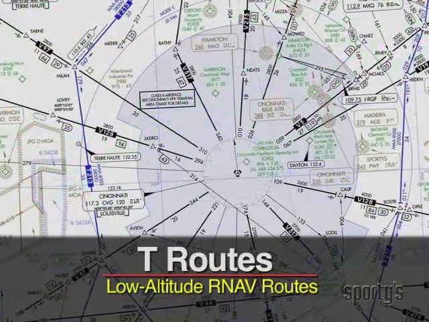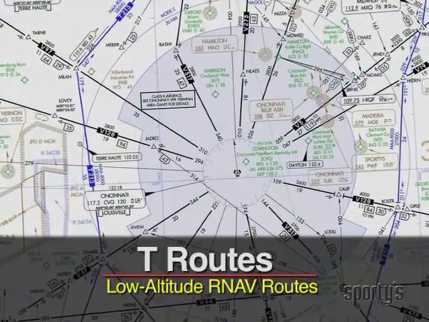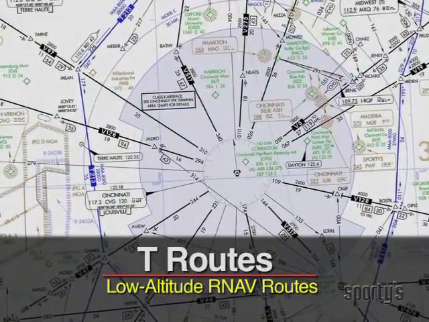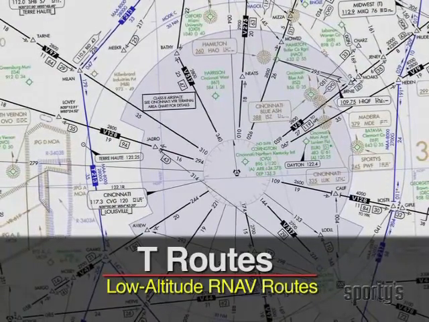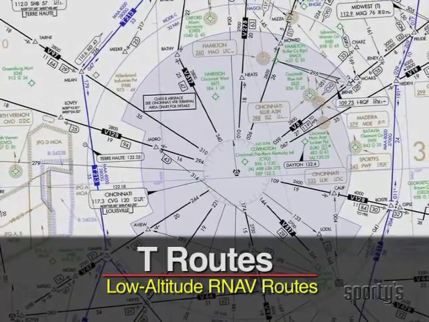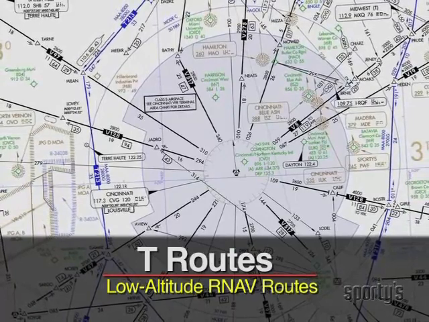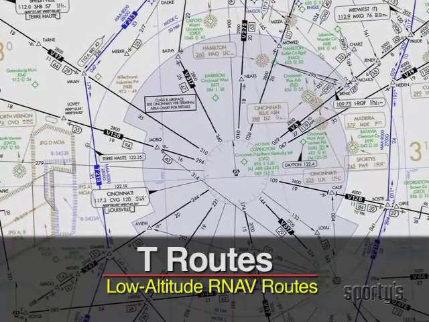T routes are low-altitude RNAV routes, generally established for transition around busy terminal airspace. T routes have also been created as supplements to existing ATS routes and as replacements for other ATS routes when underlying nav aids have been decommissioned.